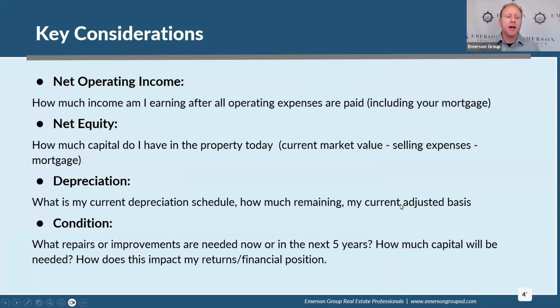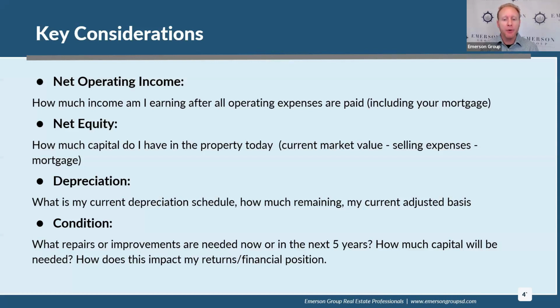All right, some base ground rules here for some of the terms that we're going to go over, not necessarily definitions per se, but also how they play into bigger picture considerations. So net operating income, right? How much am I earning after all operating expenses are paid? This includes your mortgage. Net equity, I'm going to be referring to equity and net equity as synonymous, right? They're going to mean the same thing.